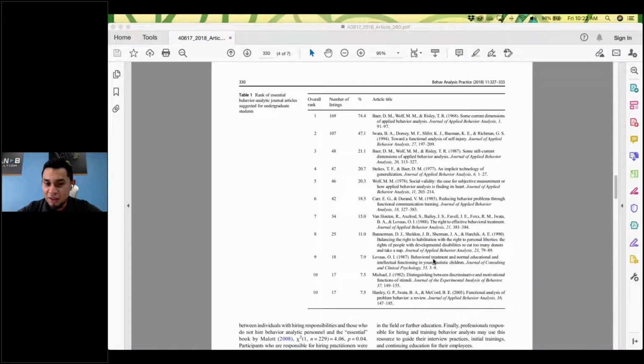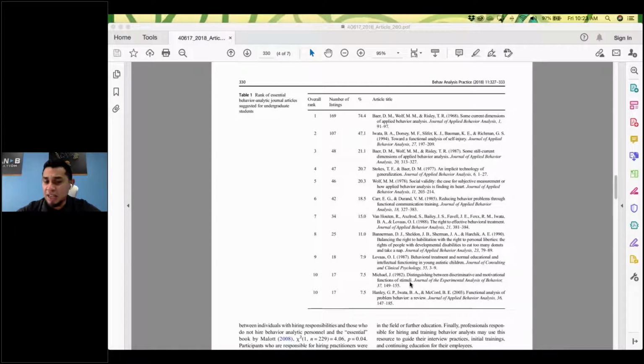Number 9 is Lovaas, 1987, behavioral treatment and normal educational and intellectual functioning in young autistic children. As you know, Lovaas is highly known for DTT, discrete trial training, all that cool research. So you'll probably be able to read on that. And Jack Michael, 1982, distinguishing between discriminative stimuli and motivating operations, the MOs, right? When I first read this article, I found it so hard to understand and follow. It took me probably five times to read it to get a good sense of what they're talking about. Nonetheless, it's so important in our field.